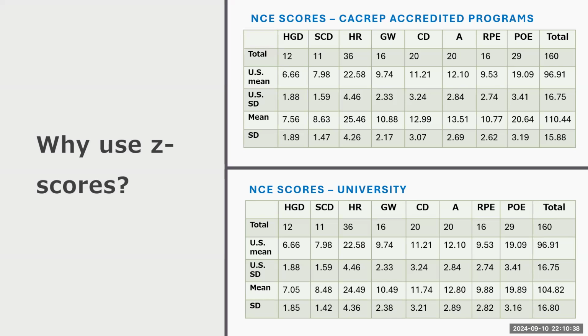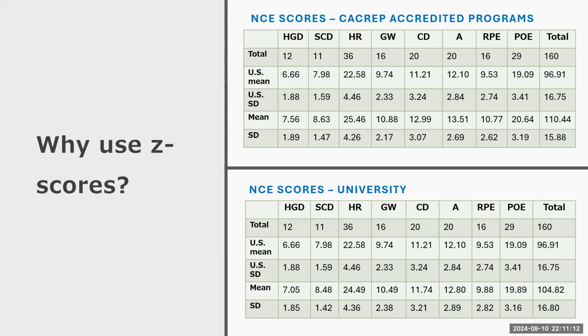And here you can see that the top row represents the total number of questions that were on each area of the NCE. And of course, these areas are abbreviated, but they align with the CACREP standards. So we have human growth and development, social cultural development, helping relationships, group work, career development, assessment or appraisal, research program evaluation, and professional orientation and ethics, with the total number of questions being represented in the far right.